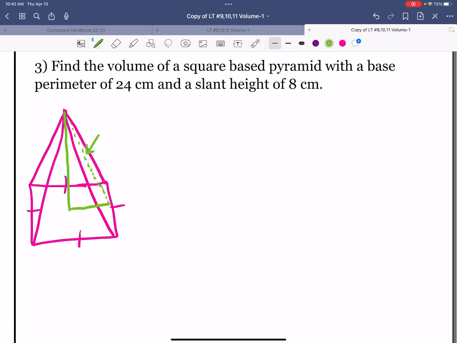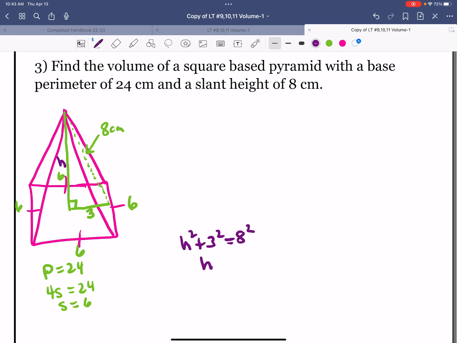It says that the slant height is 8 centimeters. Perimeter is 24. So knowing that the perimeter is 24 for the base, I can figure out what the side length is because I know 4s is equal to 24. So s must equal 6. So each of the side lengths are 6 centimeters. And if that's 6, then this is 3 because that's half. And I can get what the height is because the height squared plus 3 squared is equal to 8 squared.